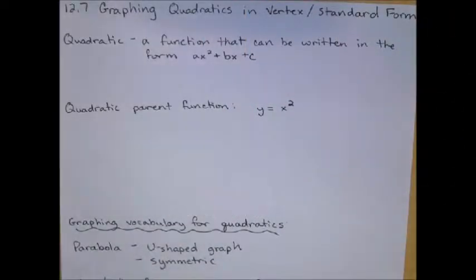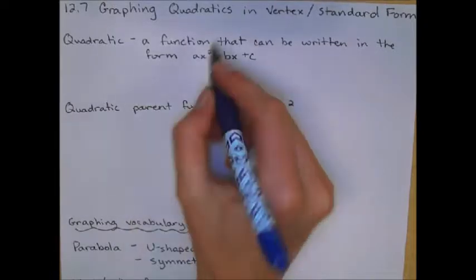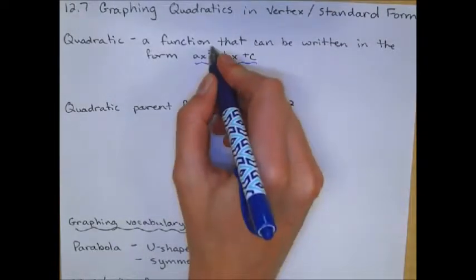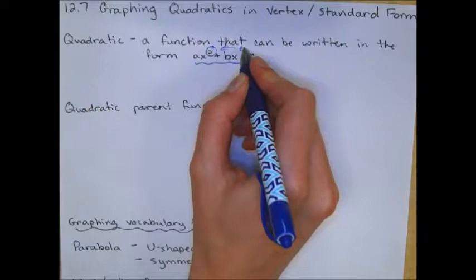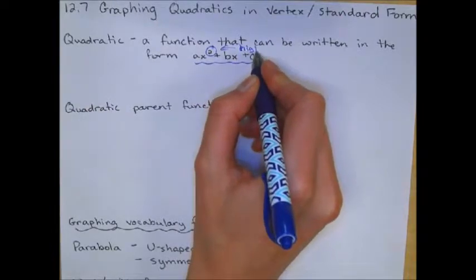We've been working a lot on solving, and now we're going to go to graphing. How do we graph quadratics? So let's first of all, again, define what a quadratic is. A function that can be written in the form ax squared plus bx plus c. The key thing here is that our highest exponent is 2.